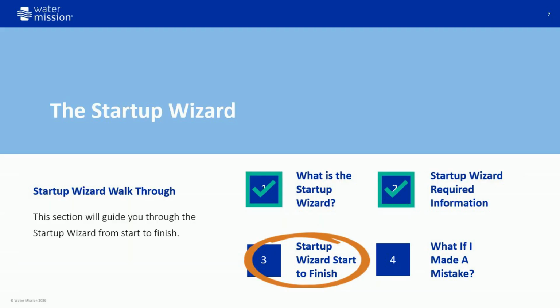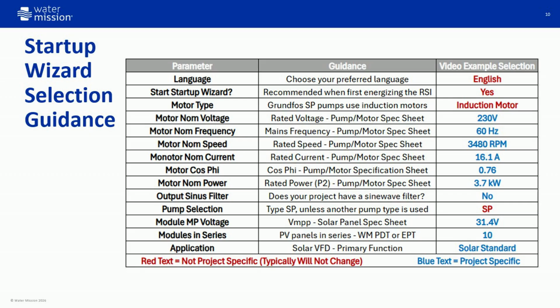We will now walk through the Startup Wizard from start to finish. This table includes all of the parameters that will be entered during the Startup Wizard. This video will walk through each of them, but feel free to come back to this point and pause the video as needed if you need to see all of the parameters in one place. It should be noted that the values in red will typically not change between projects, but the values in blue are project specific and will change from project to project.